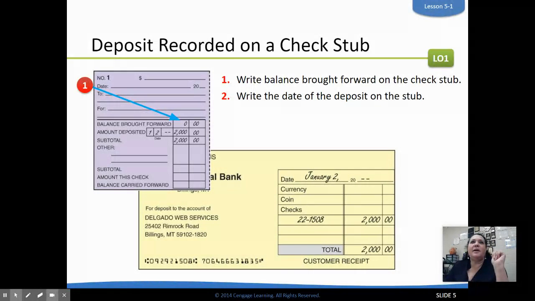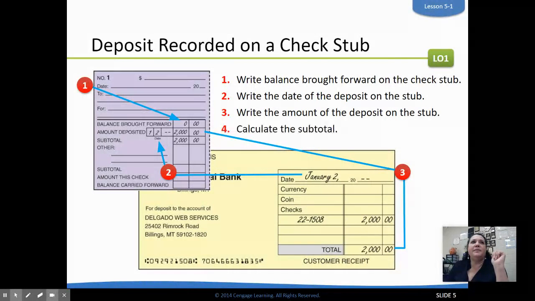Write the date of the deposit on the stub. Write the amount of the deposit on the stub, and then calculate the subtotal. And remember, that's all we're doing on this.